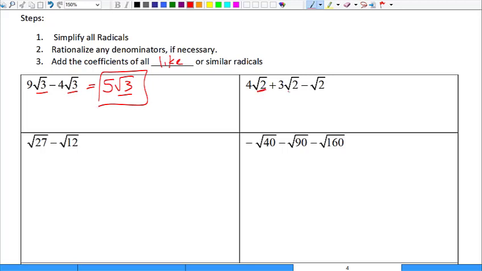So the next one, the root 2s are all the same, so I'm going to add or subtract the coefficients.